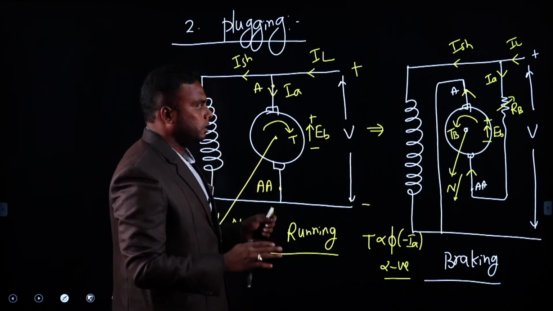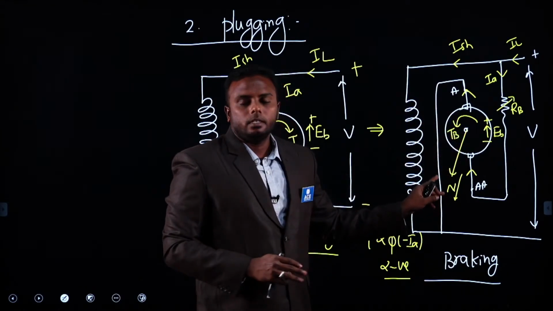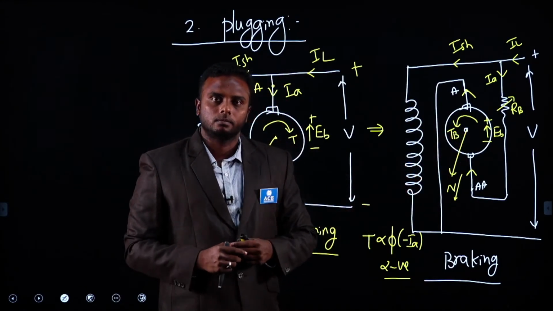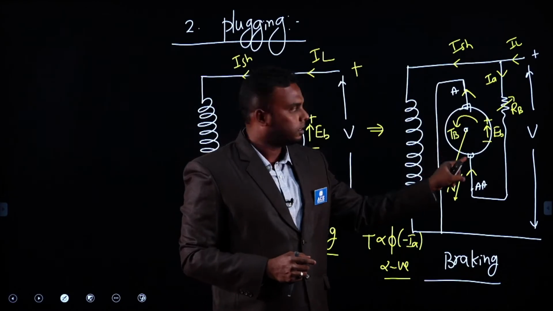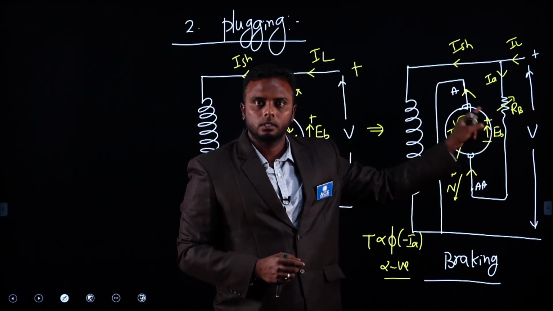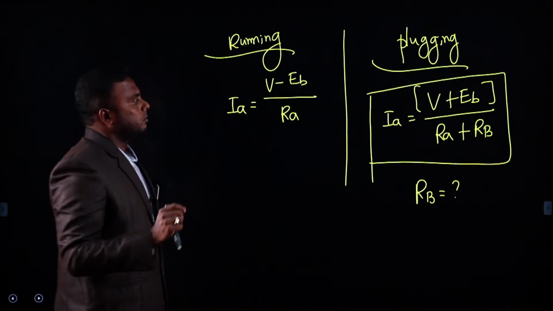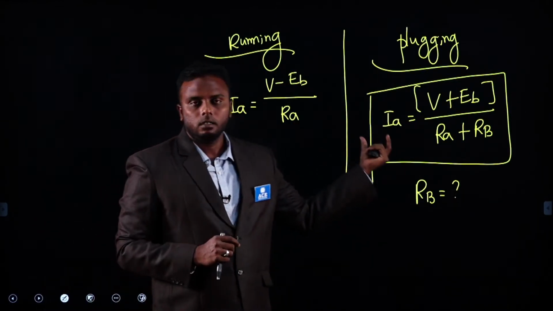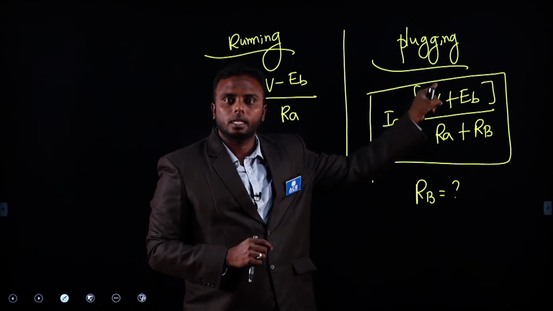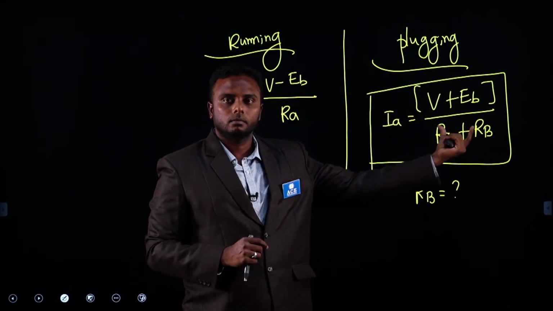But here, after zero speed, the motor will try to rotate in the reverse direction. To avoid that, you need to remove the supply. That care we have to take in the plugging method. Now this is the equation of armature current during plugging: IA equals V plus EB divided by RA plus RB.